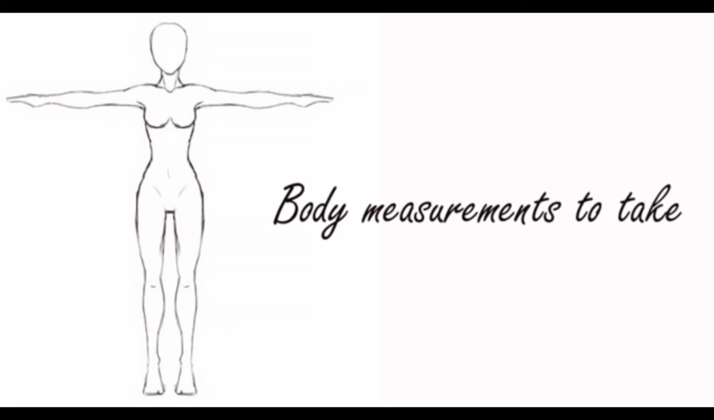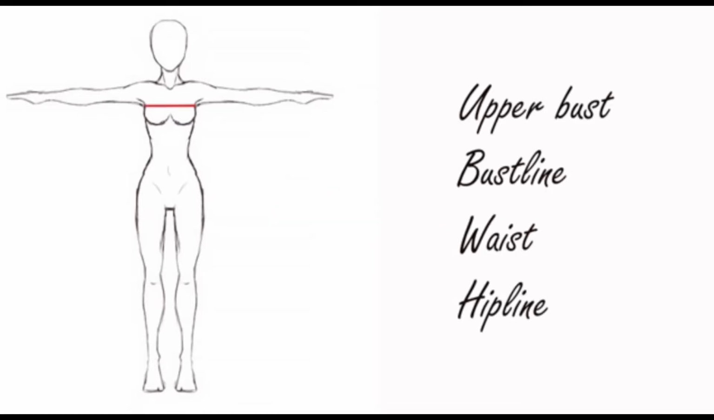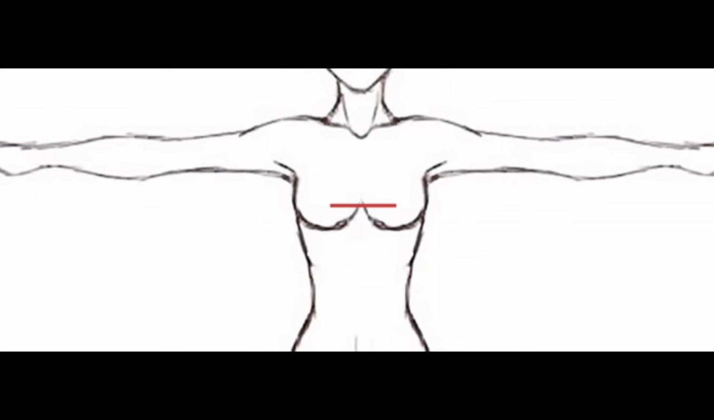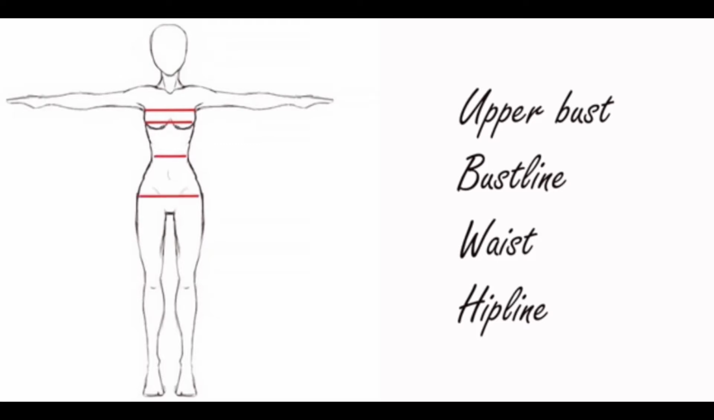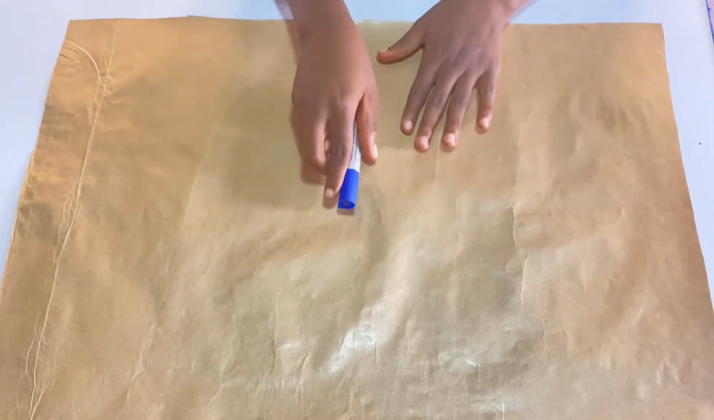So these are the body measurements you are going to be needing for this basic bodice pattern. You need your bust line measurement and also your bust circumference measurement. You also need your nipple to nipple measurement. You need your waistline measurement and also your waist circumference, as well as your hip line and also hip circumference.